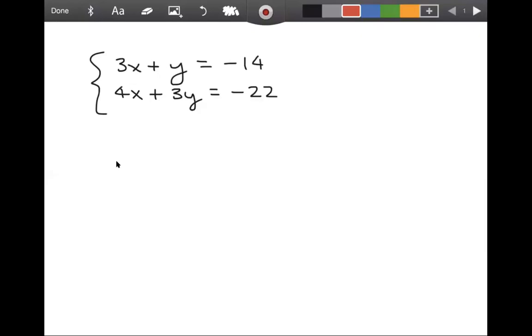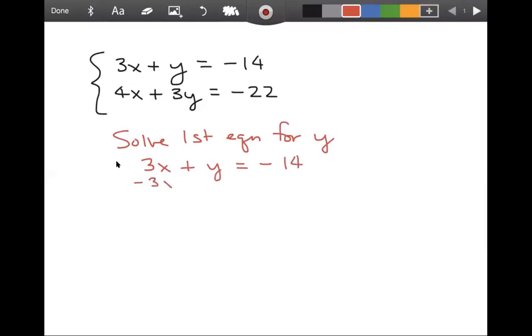So hopefully you said solve the first equation for y. And the reason that's the easiest is because that y is the only one that doesn't have a coefficient on it. So all it takes to solve this for y is to just subtract 3x from both sides. So that gives us y equals -3x minus 14. Going to label that equation with a star.